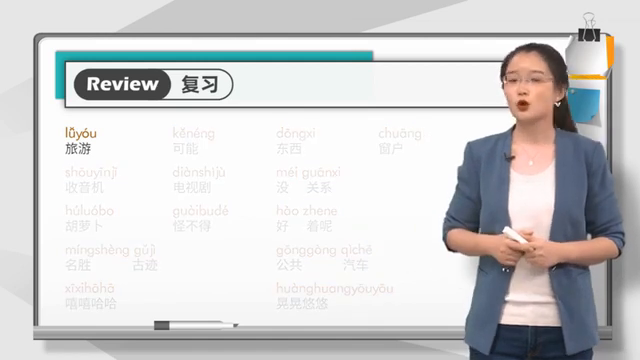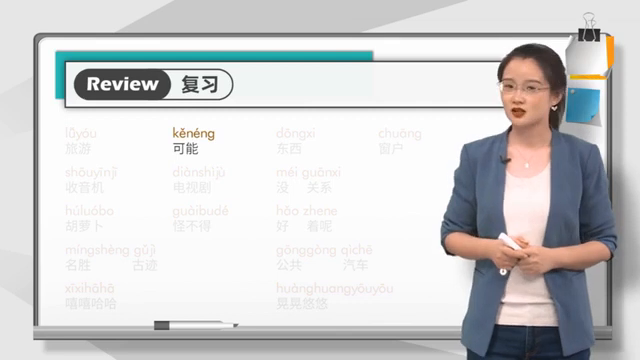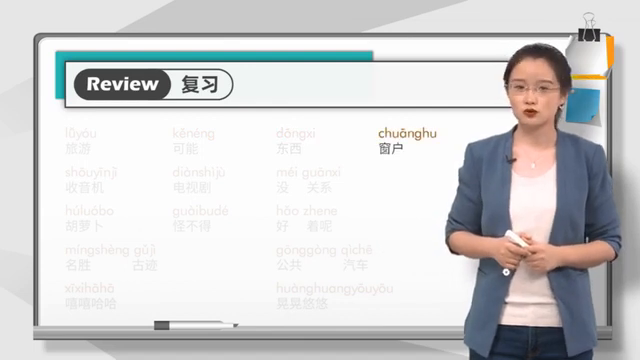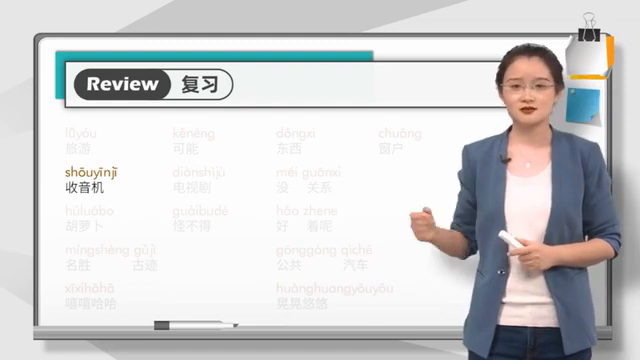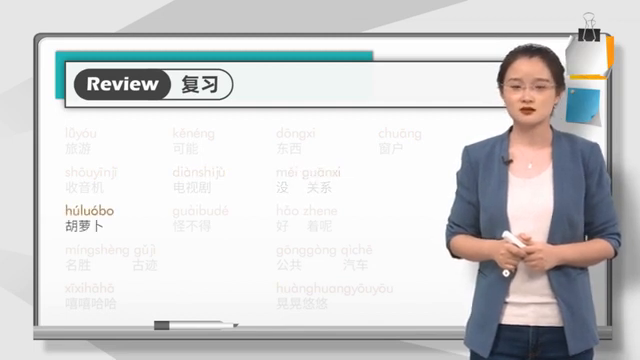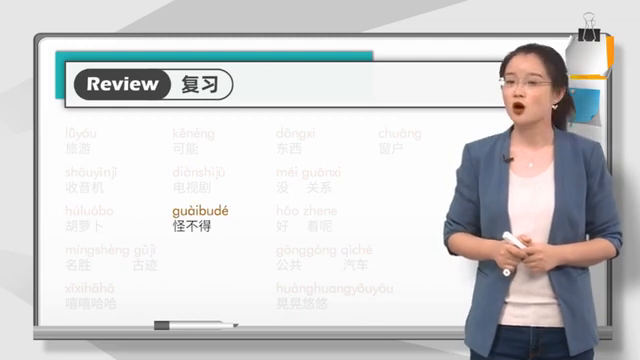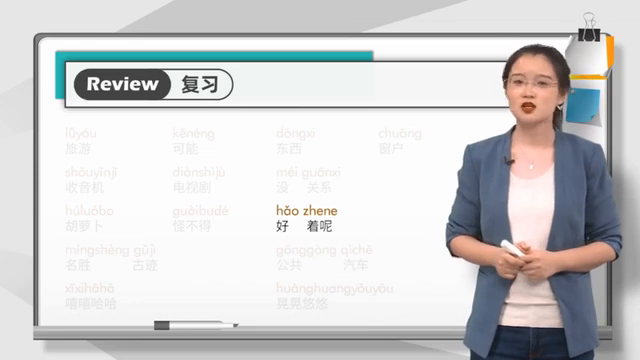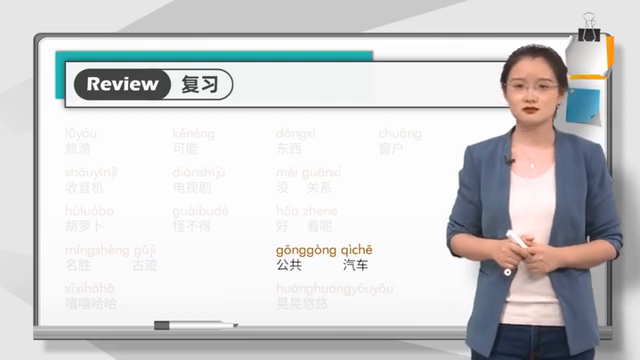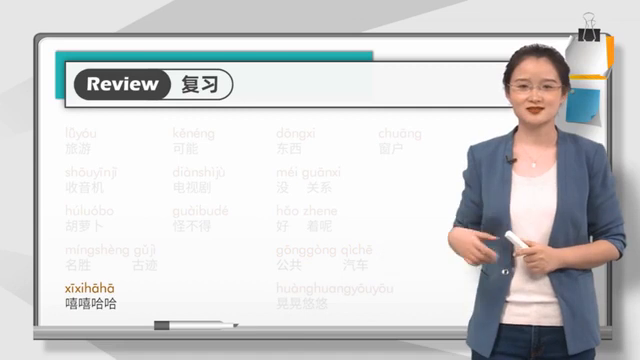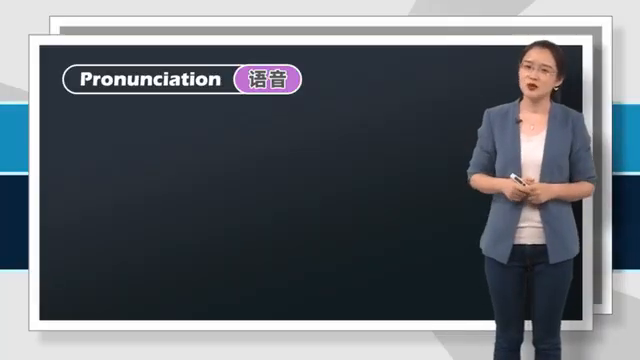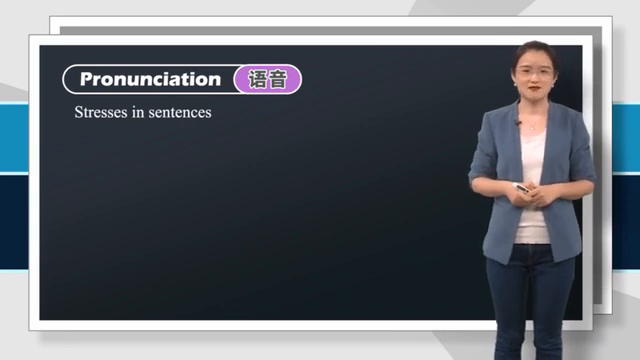请跟我读旅游，可能，东西，窗户，收音机，电视剧，没关系，胡萝卜，怪不得，好着呢，名胜古迹，公共汽车，嘻嘻哈哈，晃晃悠悠。If you want to speak Chinese like a native speaker, the stresses in sentences are very important.